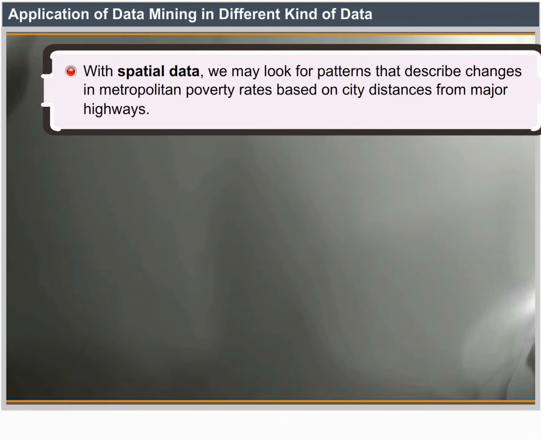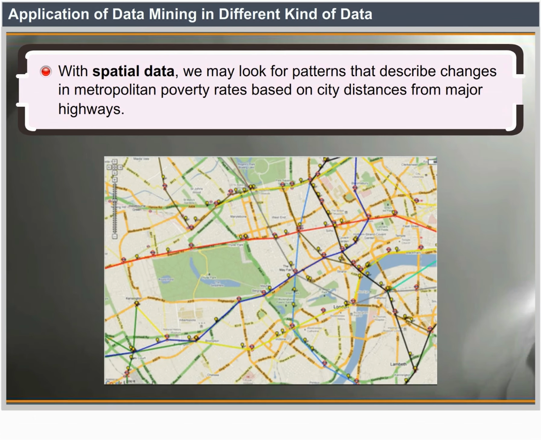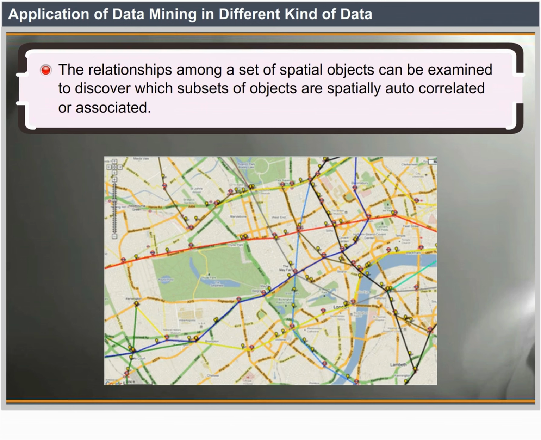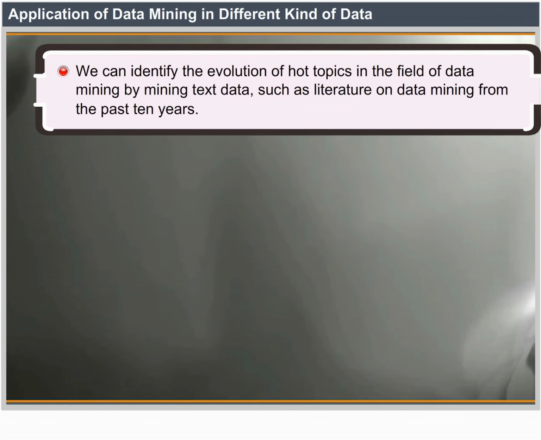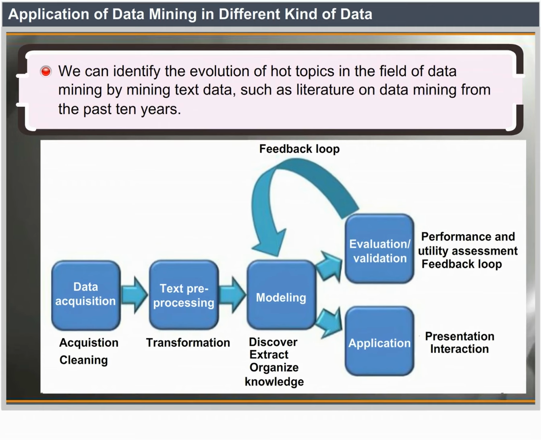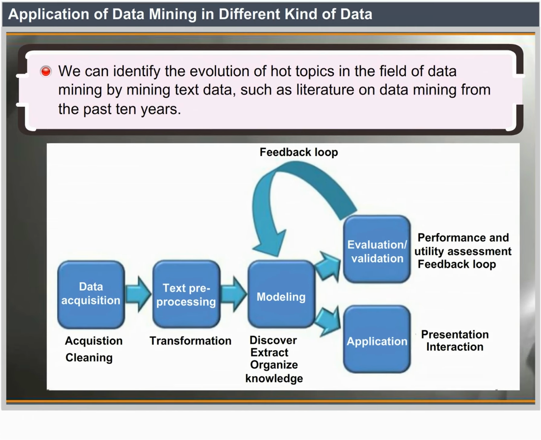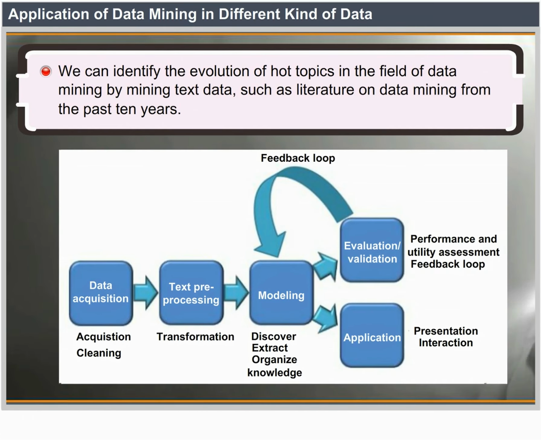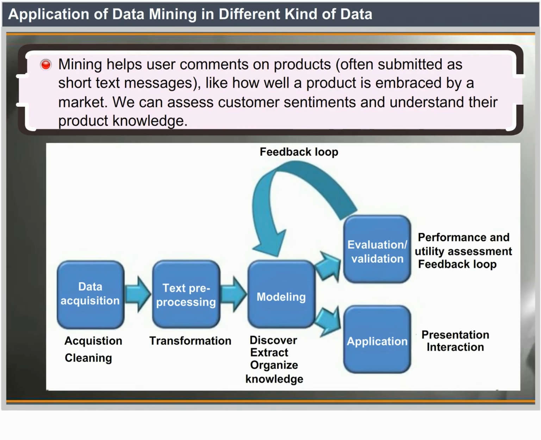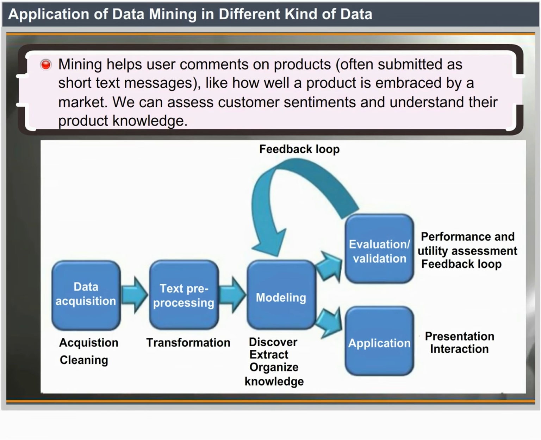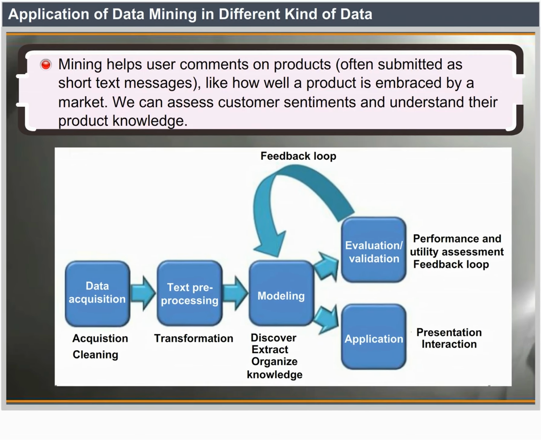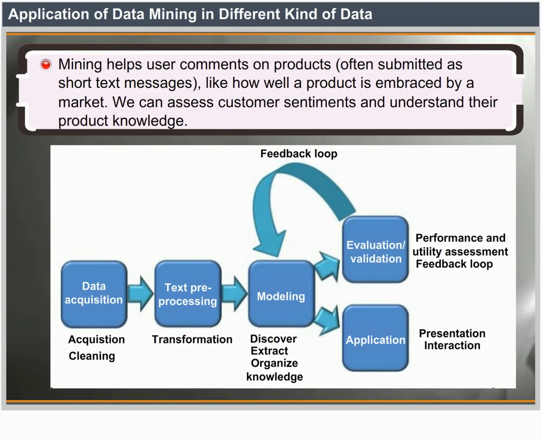With spatial data, we may look for patterns that describe changes in metropolitan poverty rates based on city distances from major highways. The relationships among a set of spatial objects can be examined in order to discover which subsets of objects are spatially autocorrelated or associated. By mining text data, such as literature on data mining from the past 10 years, we can identify the evolution of hot topics in the field. By mining user comments on products, which are often submitted as short text messages, we can assess customer sentiments and understand how well a product is embraced by a market.